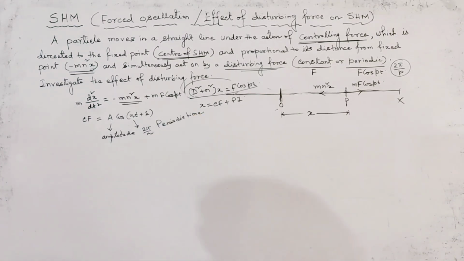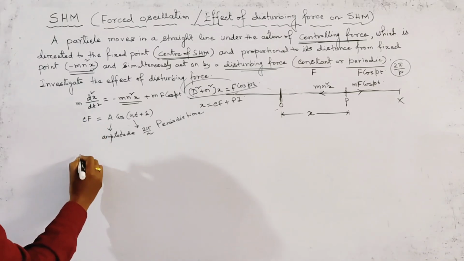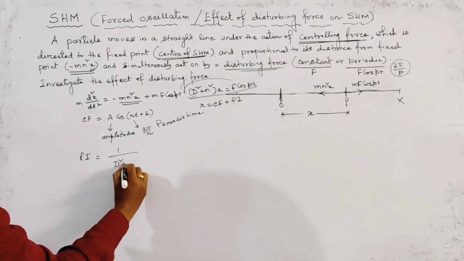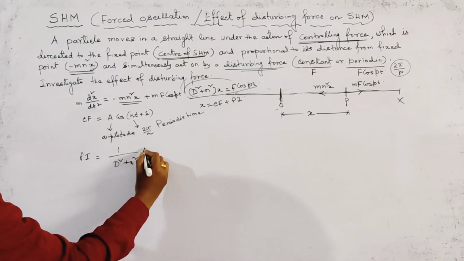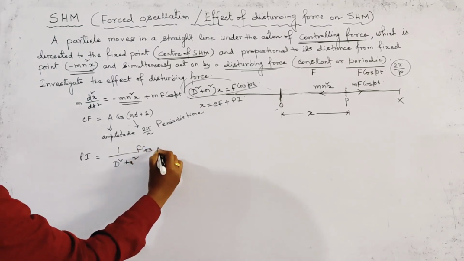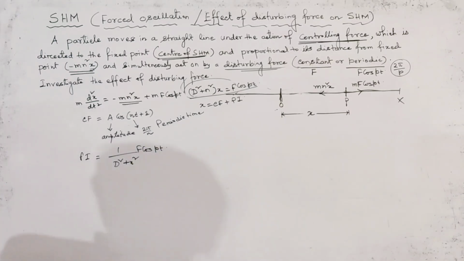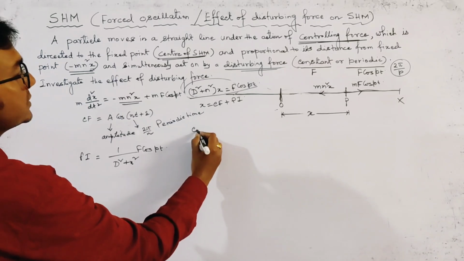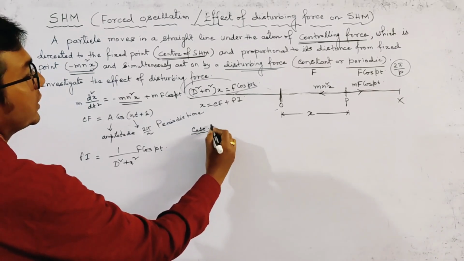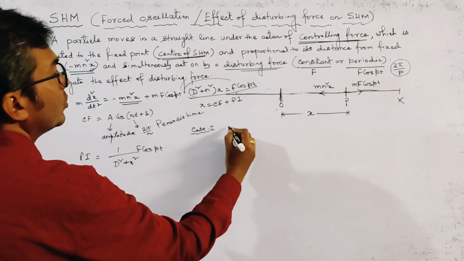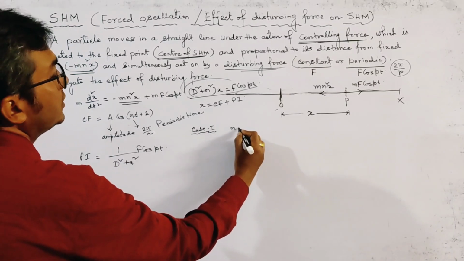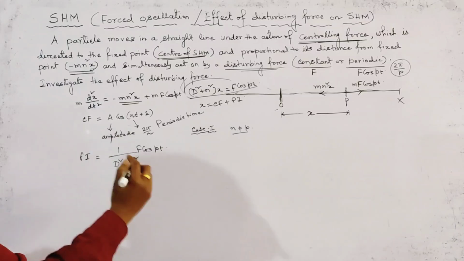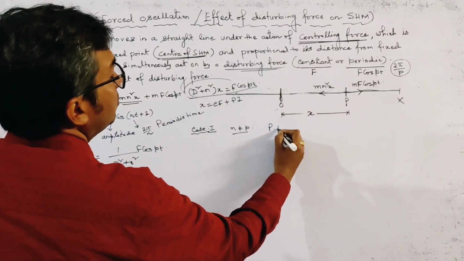Okay, now to find the particular integral, this is (d square plus n square) x equals f cos pt, and here we get two cases. Okay, in the first case, case 1, this is the case when n is not equal to p. Okay, and when n is not equal to p, then we get the particular integral.